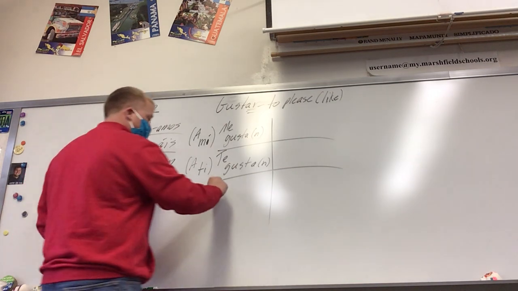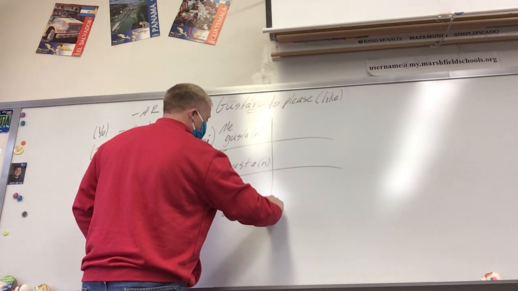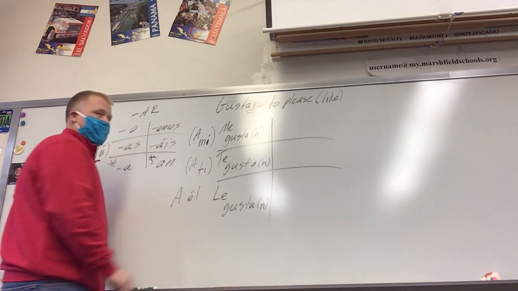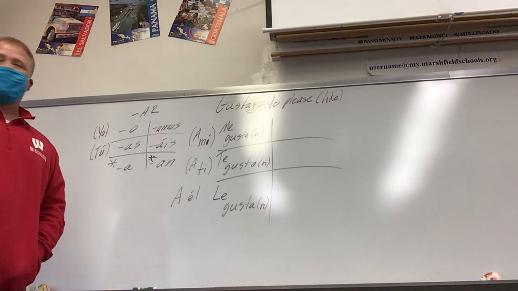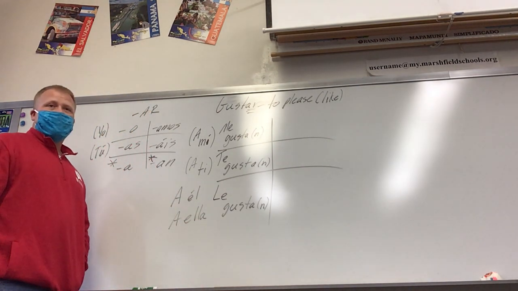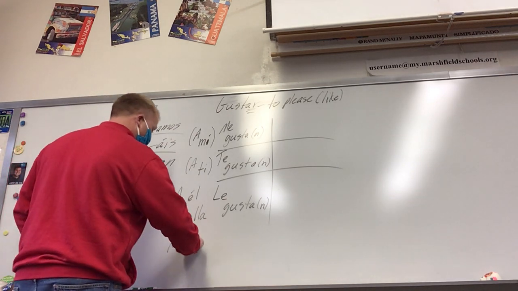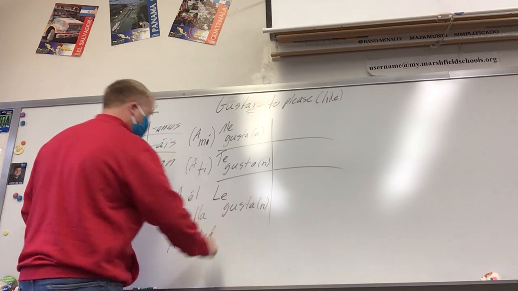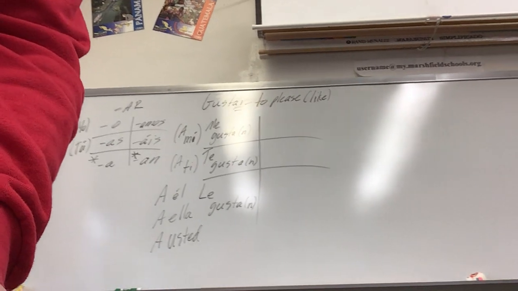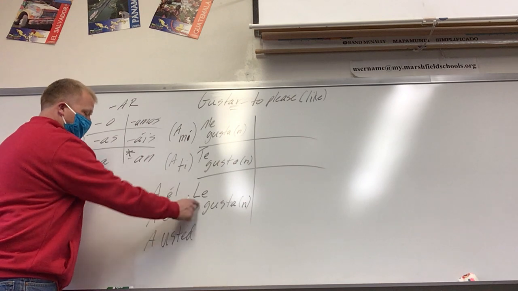Okay? Again, third person is le gusta or le gustan. What goes before it? A él for he likes. So he likes, we say a él le gusta. She likes, a ella le gusta. What's the last one? Usted. A usted le gusta, which is you formal like. So he likes a él le gusta, a ella le gusta, a usted le gusta.